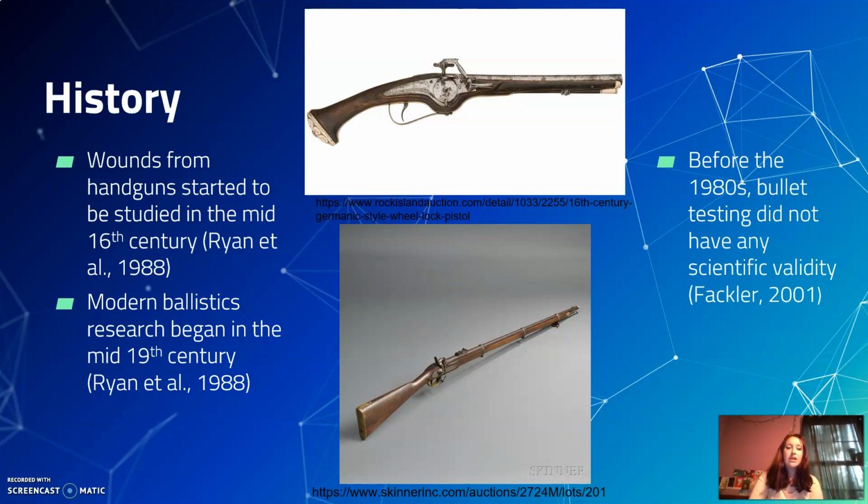And before the 1980s, bullet testing did not have any scientific validity. This is because the gelatin that was being used as a simulant had never been tested against living tissue, but later an ordinance was established for gelatin using BB gun pellets.